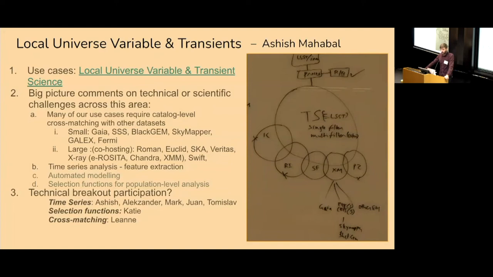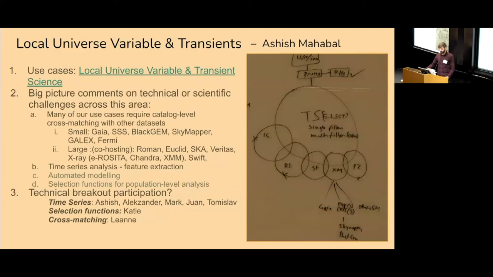So this is going to be about local universe variables and transients. It was mostly variables, but some areas of transients too. And as you can see from the diagram on the right, we wrote a list of the different workshops and started crossing technical areas out where this group was not particularly interested in, because we assumed that those areas will be handled well and we don't need to do anything specific.